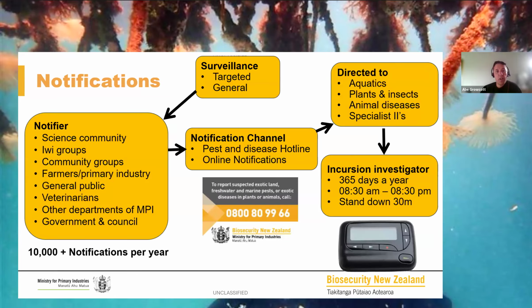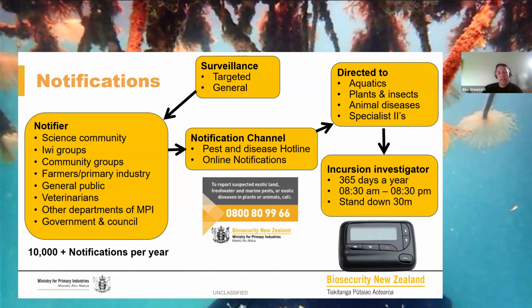So this is the workflow for notifications. At the top here, we have what we call surveillance. We have our targeted surveillance programs that central and local government and others run. And then we have our general surveillance, which is public notifications. We have a huge range of notifiers from a variety of different areas of the community. And then you'll ring the 0800 hotline.